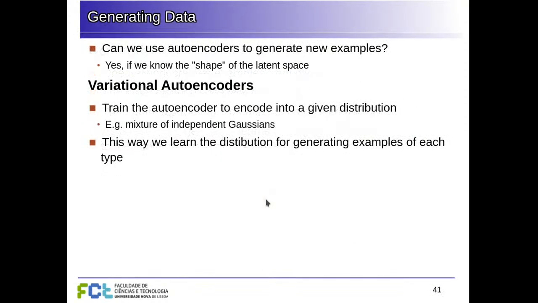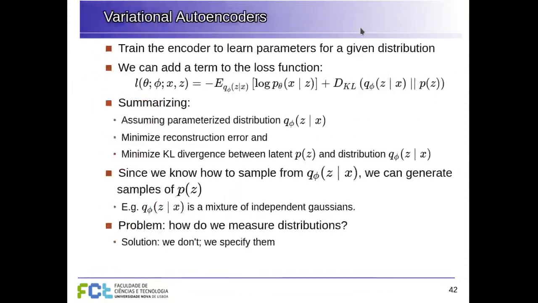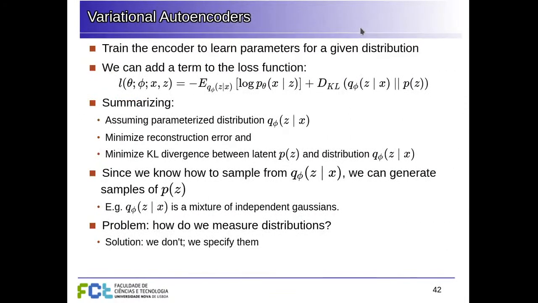Another way of doing this is to use variational autoencoders. In this case, we are training the autoencoder to encode the input example into parameters of some given distribution, for example, a mixture of independent Gaussian distributions, normal distributions. This way, we are going to learn the distribution for generating examples like each of the examples in the training set. So this would be the way we're going to do this with the autoencoder.